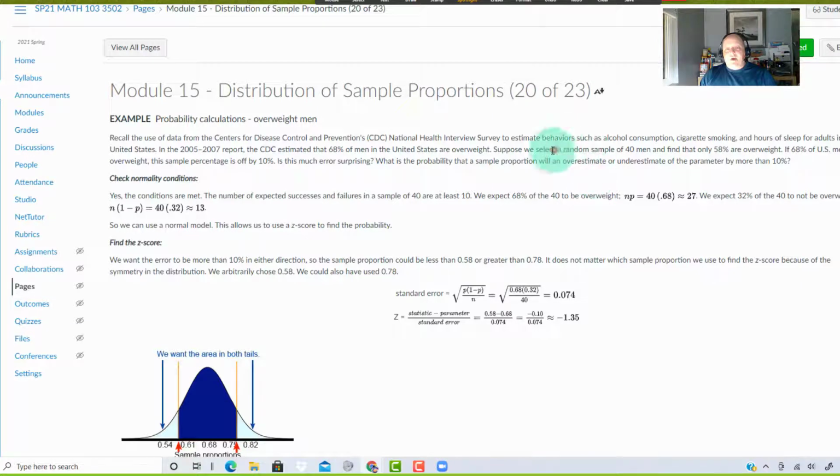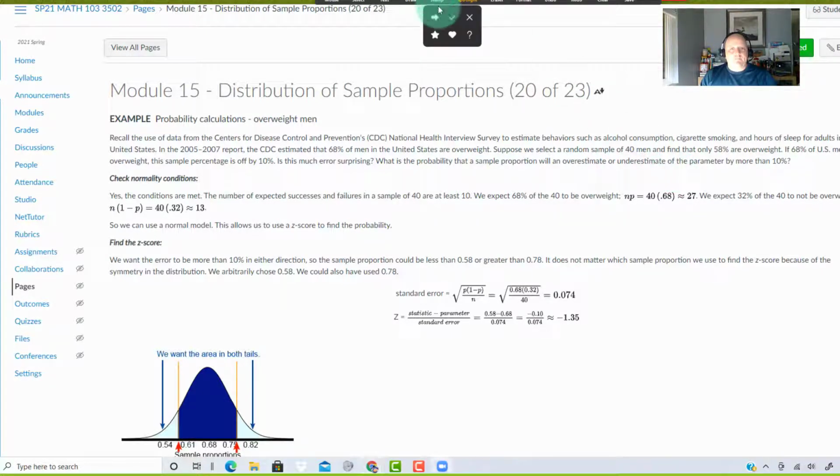So let's say that we grab a sample of 40 men and we find that 58% are overweight. And we know the data that says 68% of men are overweight. Again, the data is a little bit old, but we'll have to assume that for now. So if the real number is 68% for the population and we find 58%, how likely is it that we would have ended up with that much error? So what's the probability that our sample proportion will be an overestimate or an underestimate by more than 10%?